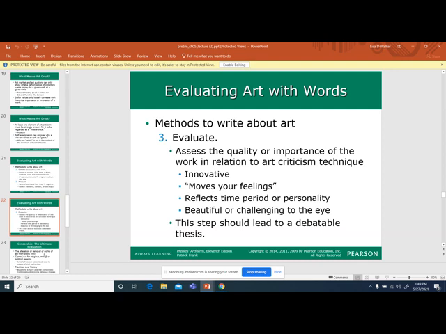Evaluate how important it is according to criticism technique, and you talk about how it makes people feel, what it reflects, whether it's the artist's personality or what. You talk about, is it challenging? A lot of art is difficult to look at and needs to be. Maybe it just is wonderful to look at. There are some things that are glorious to look at, like we said, the sunsets. And then you have a way of dealing with that in the world.